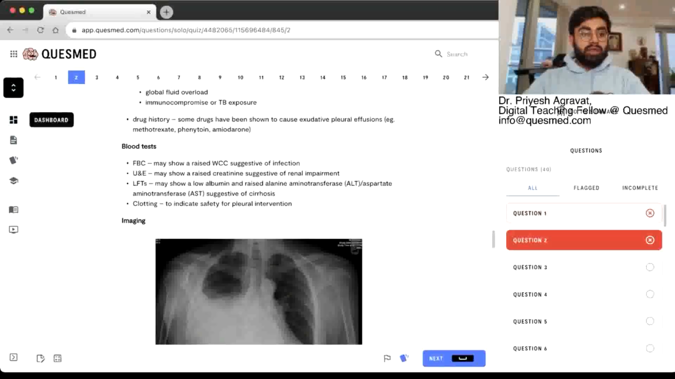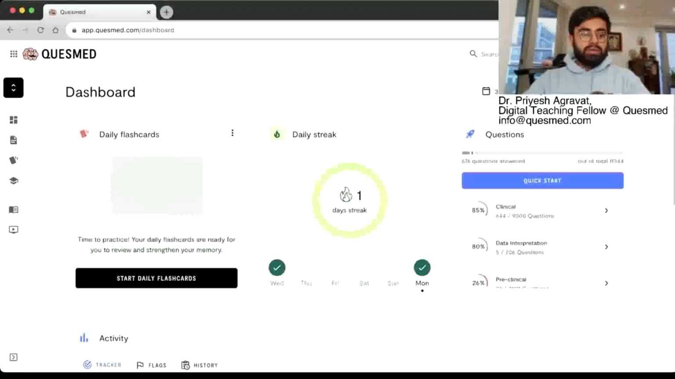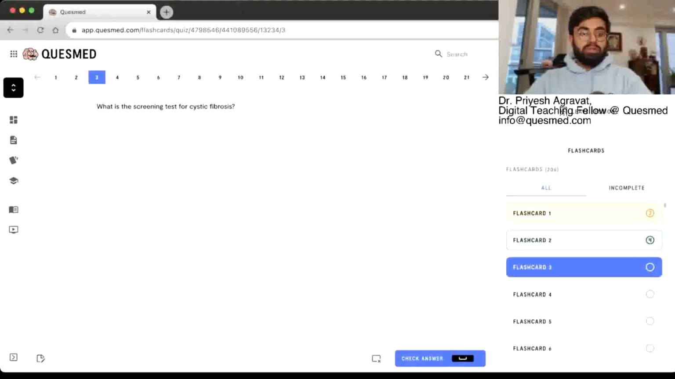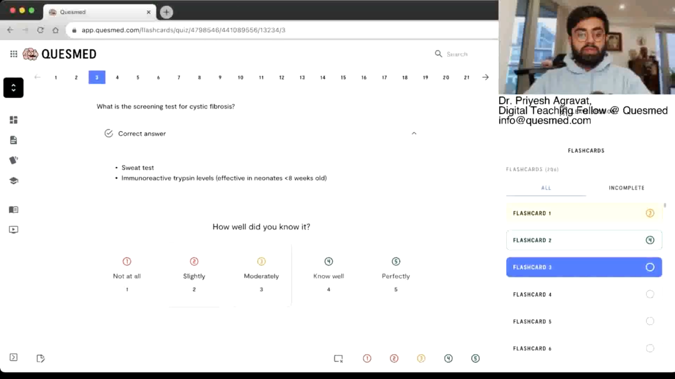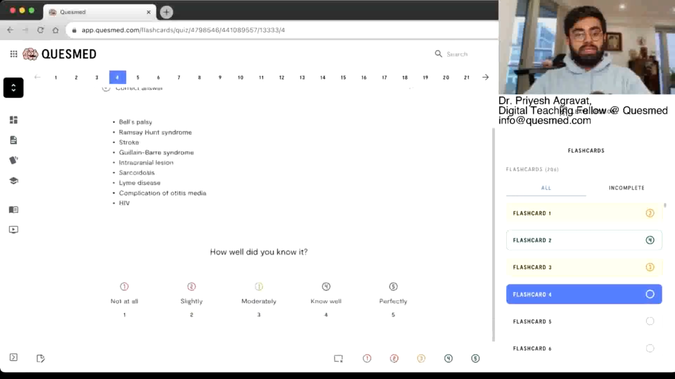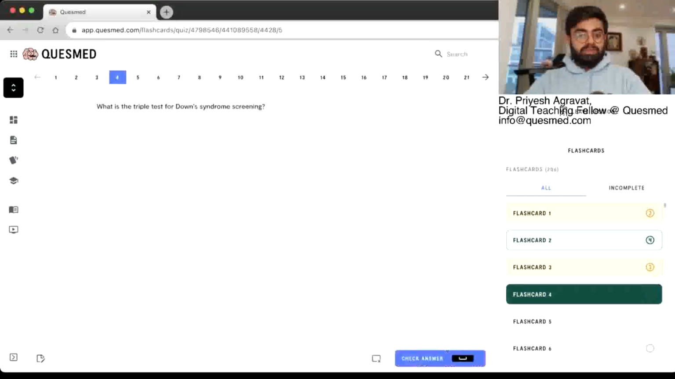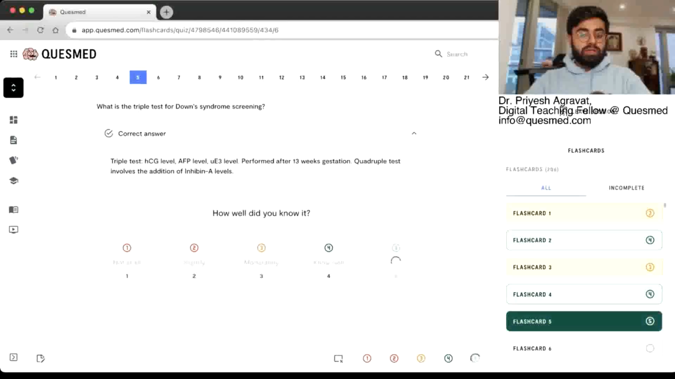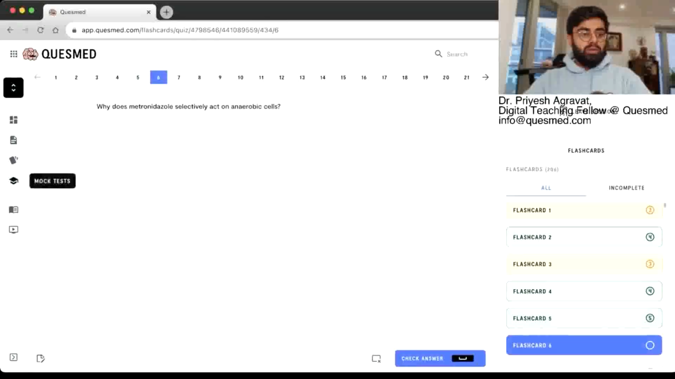Next, I'd like to show you our flashcards, and these are based on an AI algorithm which takes into account the questions that you've got wrong and need to learn further, to produce a daily set of flashcards which you can then rate to further help determine what you need to see on the next day. And as I mentioned, these refresh every single day.